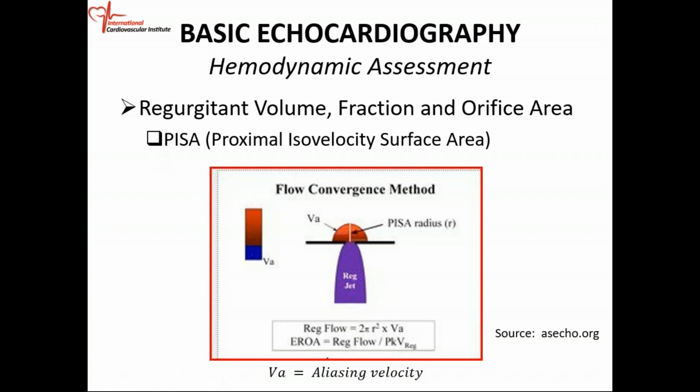PISA is a method we use to assess regurgitation across the different valves, and we can also use it to assess stenosis across the valves. It is extremely accurate, and that is why you need to know it. When you look at reports, they will use the PISA method to assess the severity of regurgitation. We're going to look at mitral regurgitation specifically, but the concept is a general one.